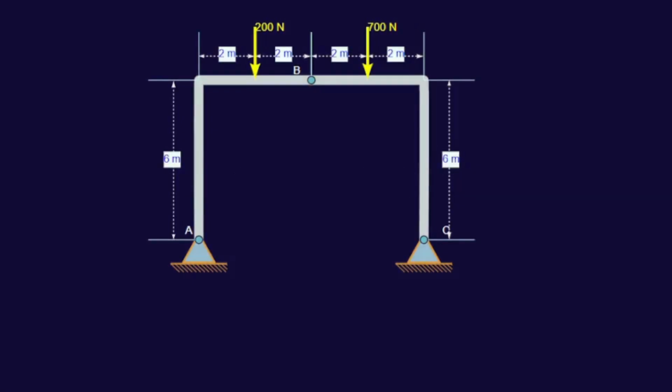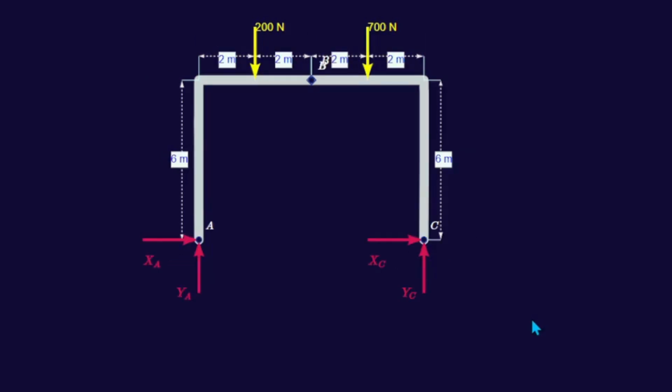Basic concept. If a frame is in equilibrium, then any member of the frame is also in equilibrium. For the frame in question, the following steps are used. 1. Draw the free body diagram. Start by drawing the free body diagram of the entire structure. Use equilibrium equations to determine the reactions at external supports.